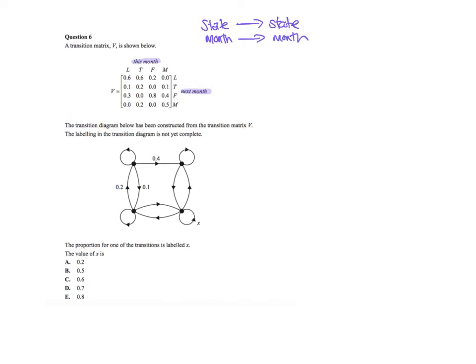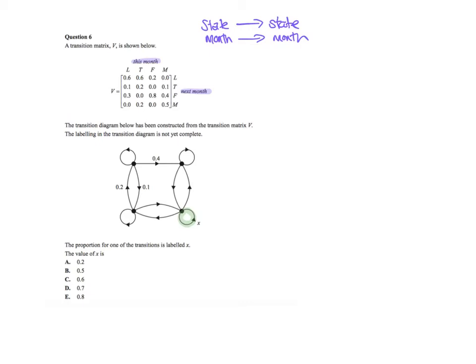So the transition diagram below has been constructed from this transition matrix, and the labeling in the transition diagram is not complete. The proportion for one of the transitions is labeled X. So this one down here is labeled X, and the value of X is... So what you're trying to work out is which one this is.